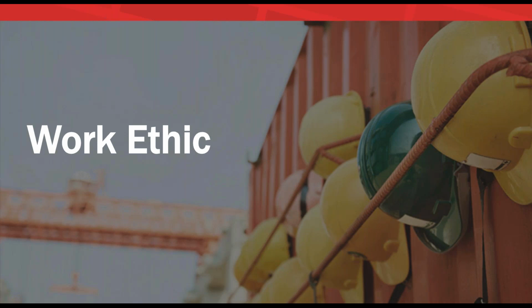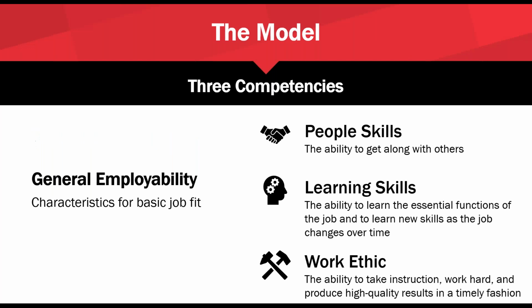So when we take these three characteristics and put them together, what we have is people skills, learning skills, and work ethic. And then we're calculating an overall what we call general employability score. What's interesting is as we've tested this model over the last 18 months in the marketplace, you find different jobs in different industries require more or less of these three competencies.